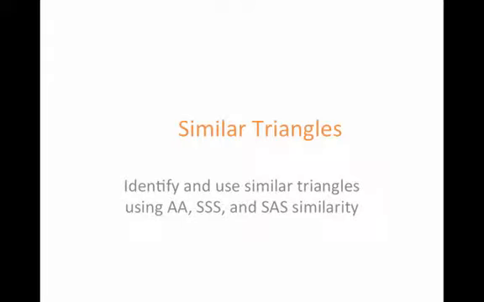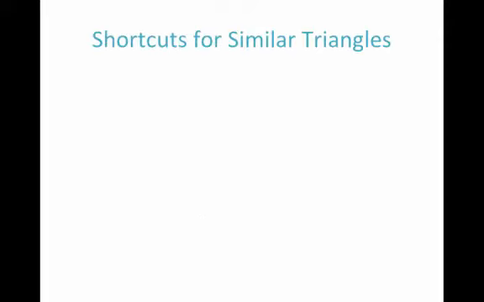This video covers similar triangles, and we will identify and use similar triangles using the AA, SSS, and SAS similarity theorems. So in this video, I'm going to talk about shortcuts for determining if triangles are similar using three different theorems. Actually, one is a postulate and two of them are theorems.